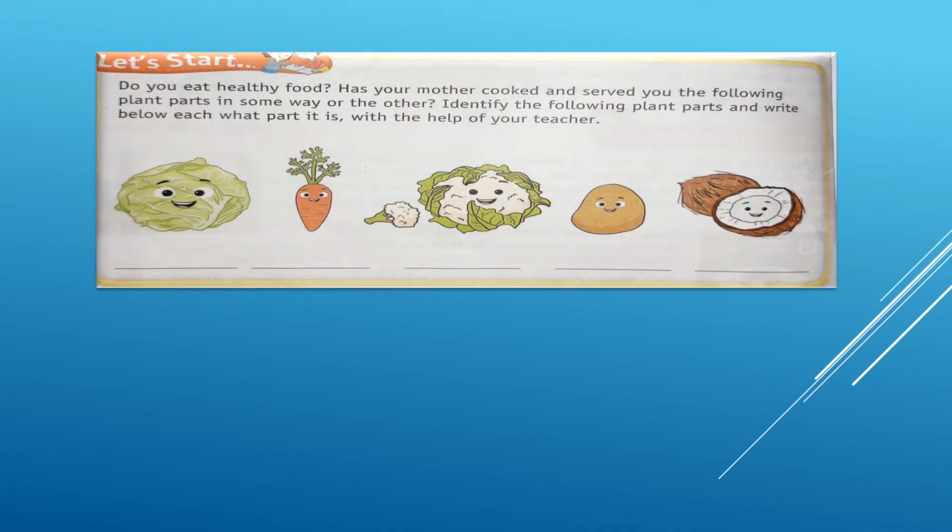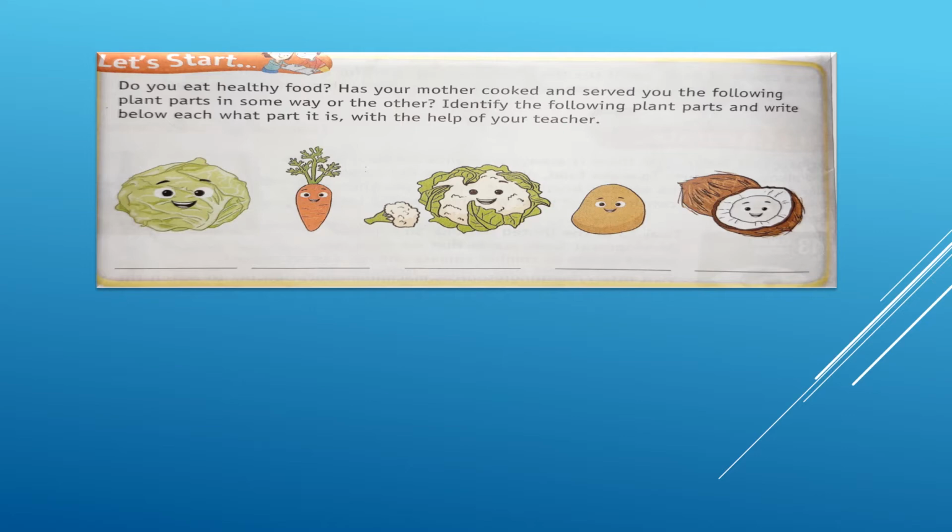In the beginning, one picture is given by saying, let's start. Do you eat healthy food? Has your mother cooked and served you the following plant parts in some way or the other? Identify the following plant parts and write below each what part it is with the help of your teacher. So I am going to help in this case. Different fruits are given with different faces.